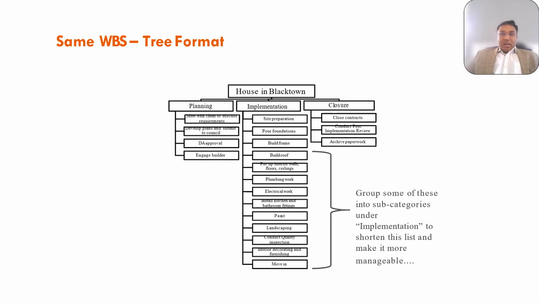Here's another example, the WBS for the same housing project, but in tree format. It follows a logical breakdown into 3 major phases: planning, implementation, and closure. Each phase contains work packages that capture specific deliverables. The same WBS is shown in 2 formats: first as a hierarchical list, and then as a tree diagram. This flexibility in format helps cater to different stakeholders.